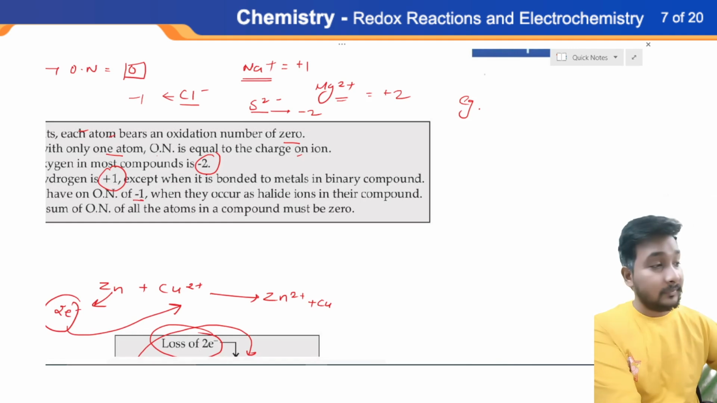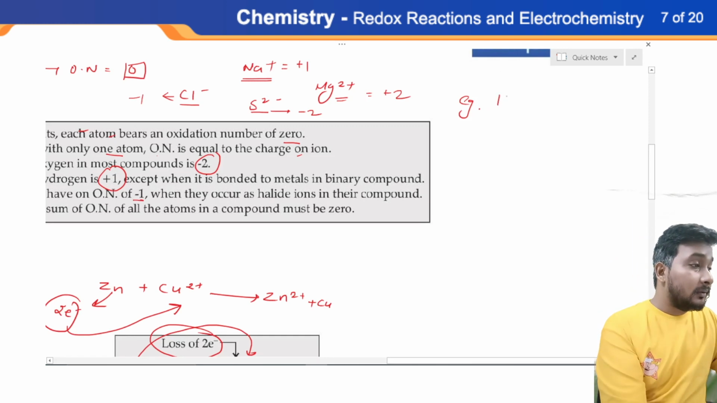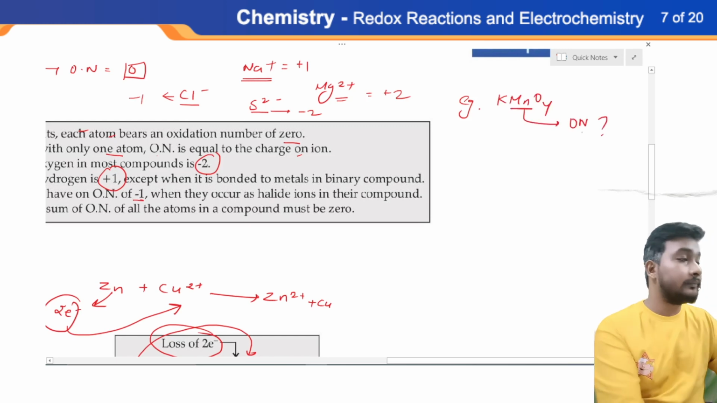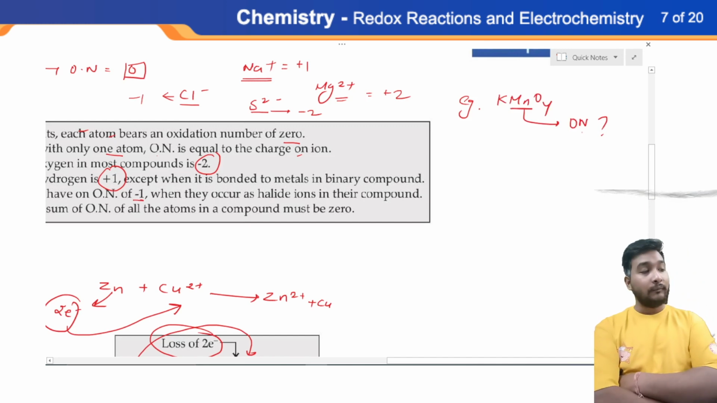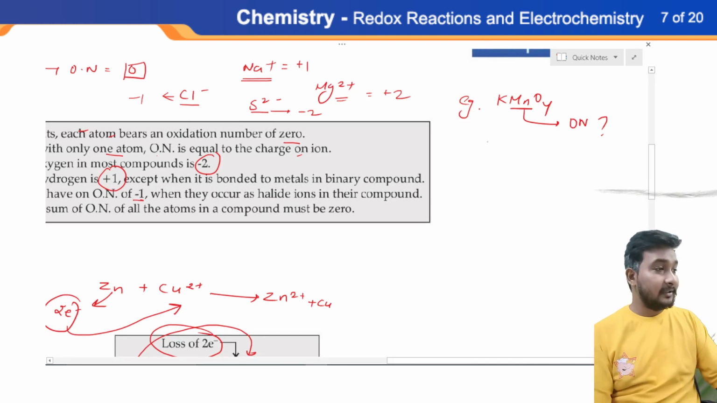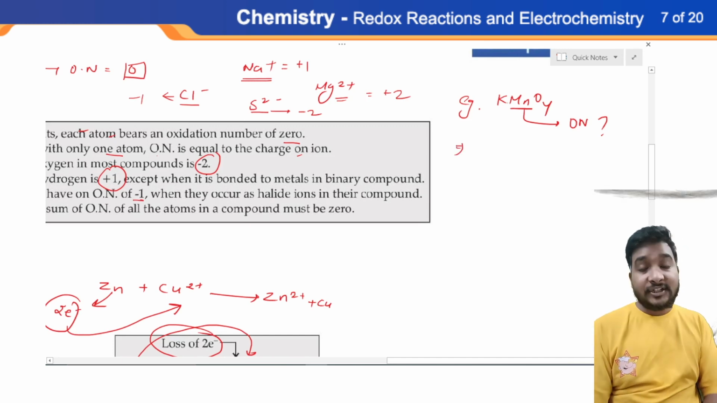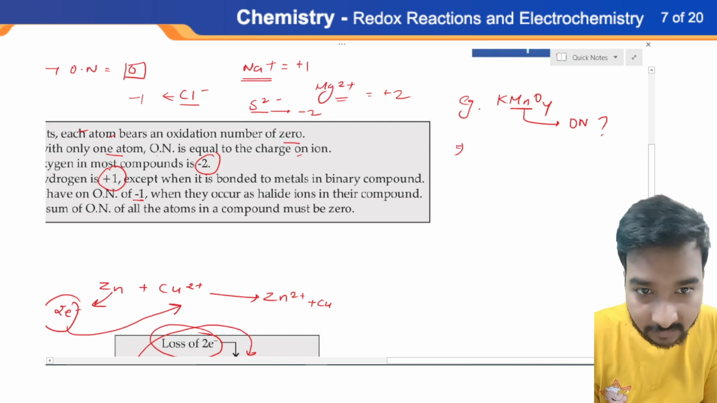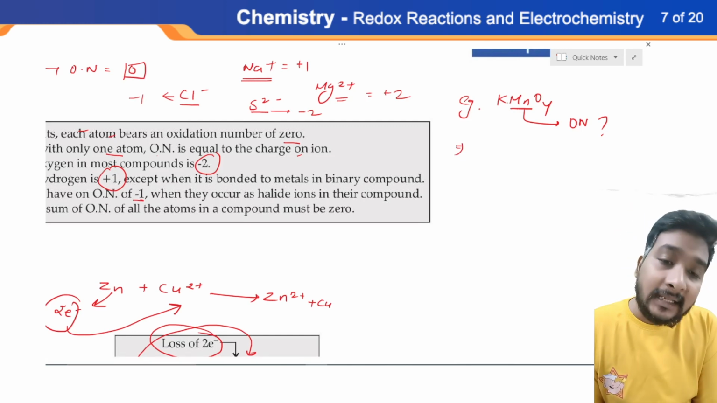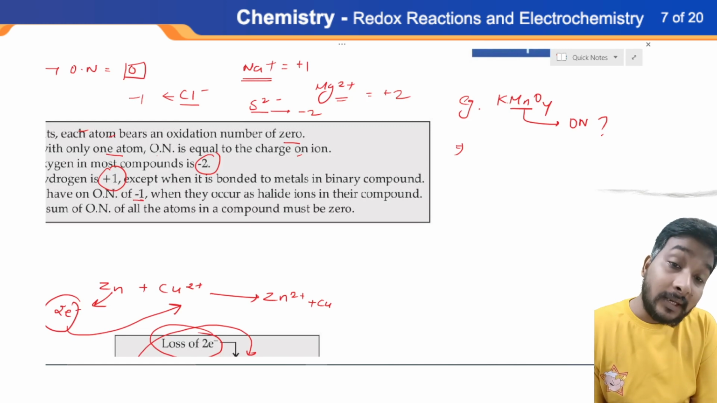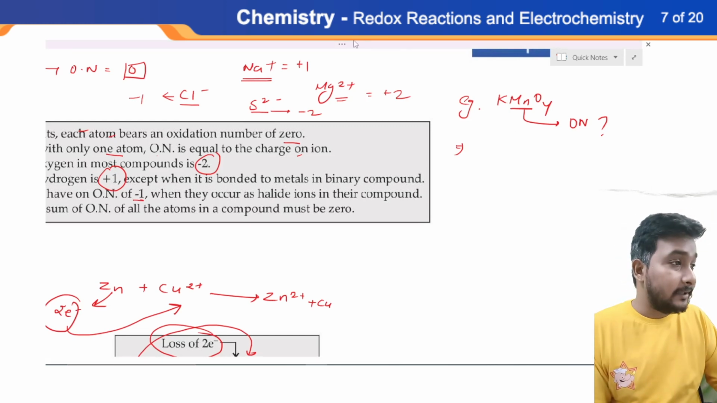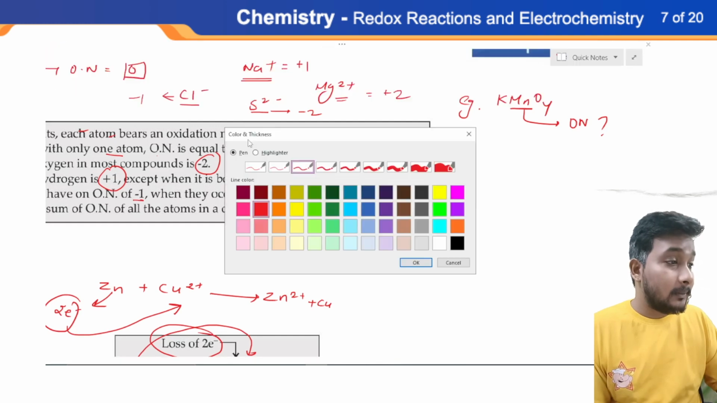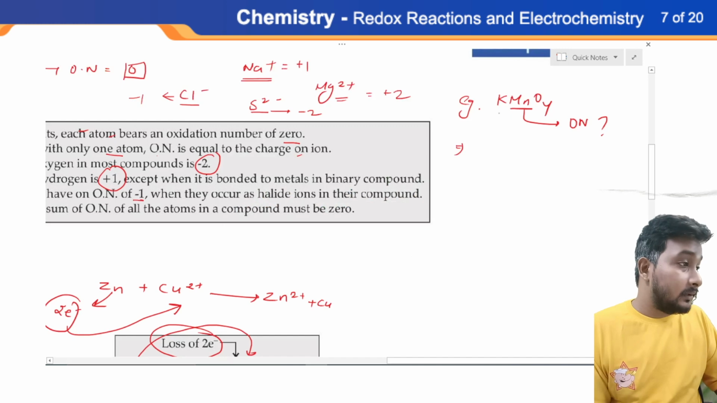For example, in KMnO4, what is the oxidation number of Mn? This is the question. How can we calculate this? Very simple. First of all, potassium belongs to group 1, and every group 1 element of the periodic table will be plus 1. So, let me change my pen to explain it to you better. I'm taking green. Potassium is plus 1. Oxygen is minus 2.